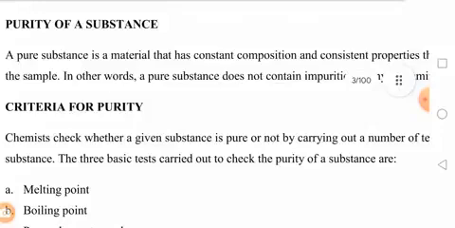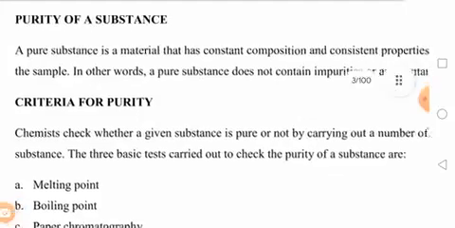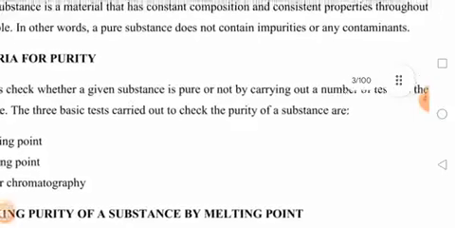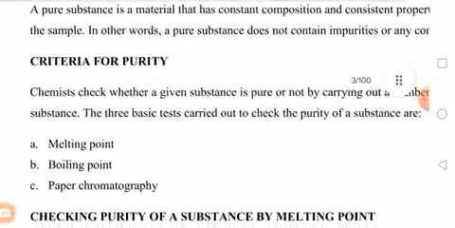A pure substance is a substance that contains only itself. For example, if I say water is pure, we mean the water is only H2O, with no other substance such as magnesium in it. A pure substance is a material that has constant composition and consistent properties throughout the sample. It has only that substance. In other words, a pure substance does not contain impurities or any other contaminant. If a substance has impurities, that substance is not pure.